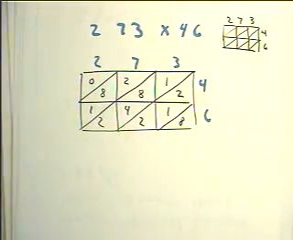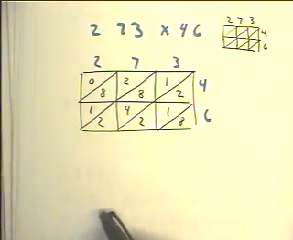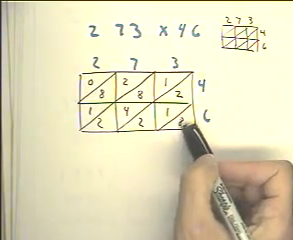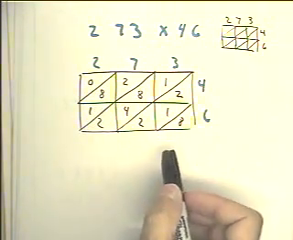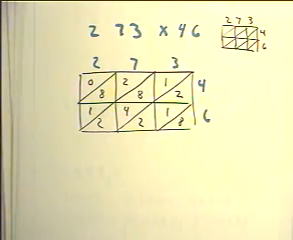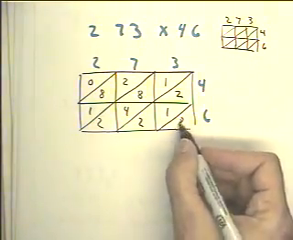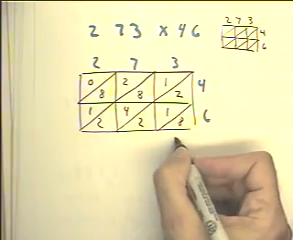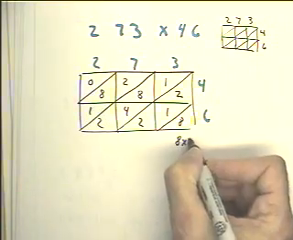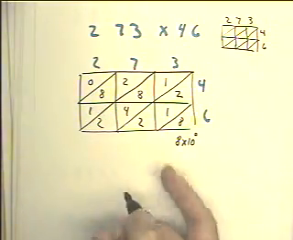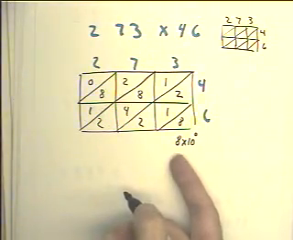Then we add the diagonals of the lattice. Every number here, which is only 8, when you do the product, corresponds to just 8 units. So the 8 here, the sum that we get on this diagonal is 8. Which, of course, means 8 times 10 to the 0.